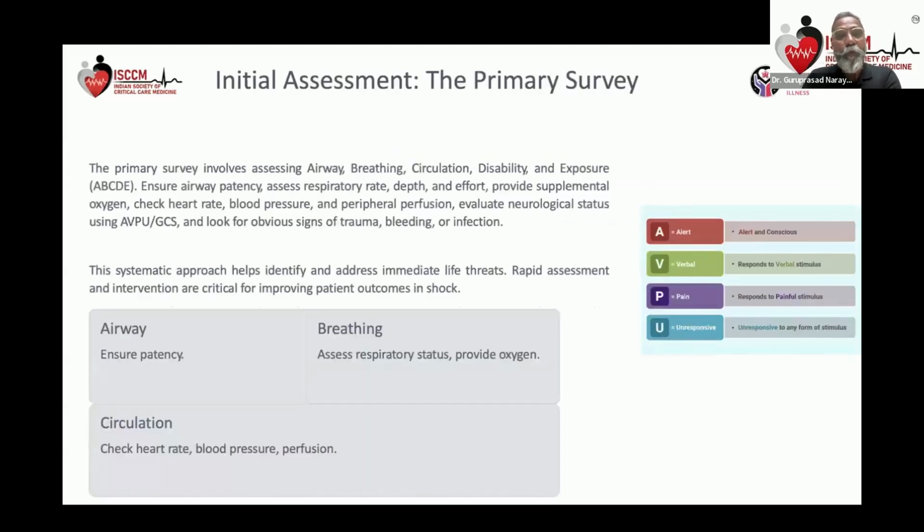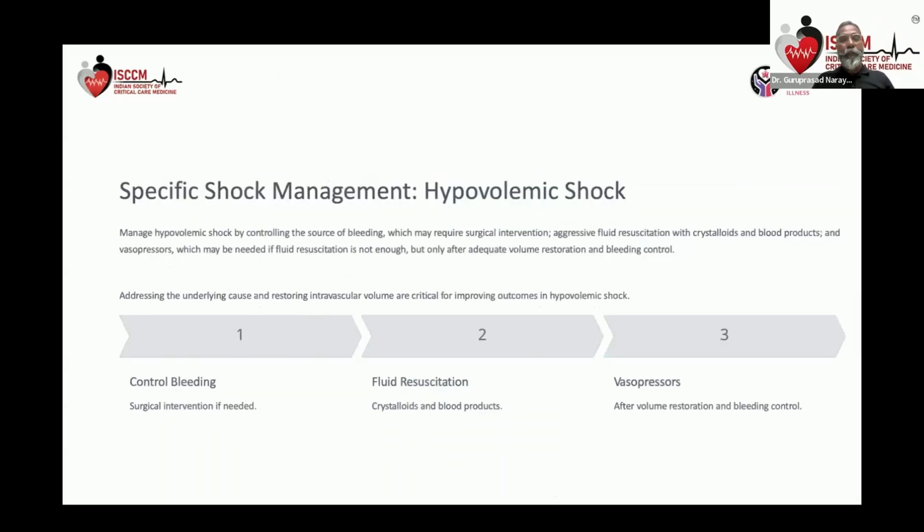But the most important thing is don't forget the ABC. See that the airway is patent, the patient's respiratory status and oxygenation are adequate, and circulation is stabilized, even if you are not sure what the cause of the shock is. But ABC has to be stabilized, and then you can evaluate the patient later on.